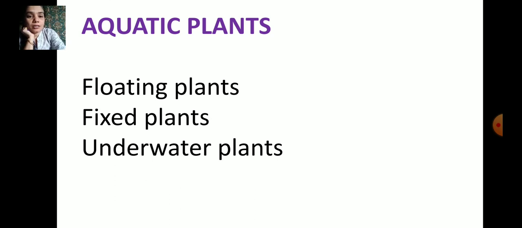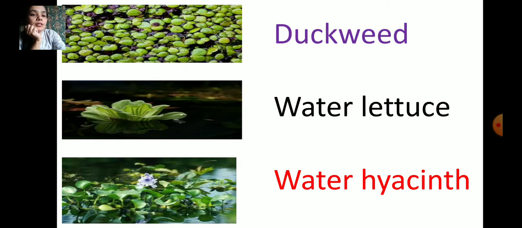Now let's take the first one, floating plants. What is the meaning of float? Something which floats in the water. So floating plants means the plants which float in the water. Examples are duckweed, water lettuce and water hyacinth.